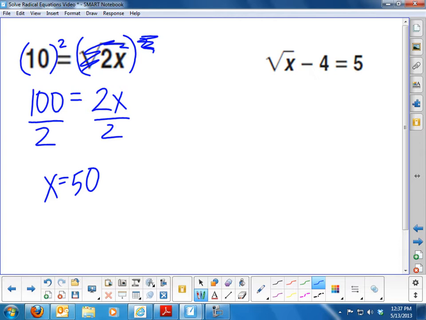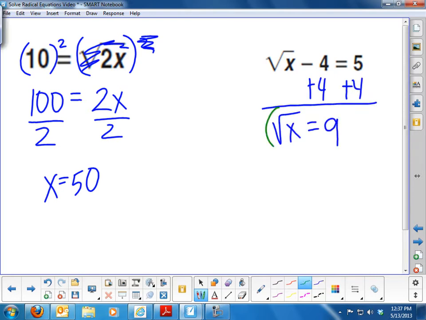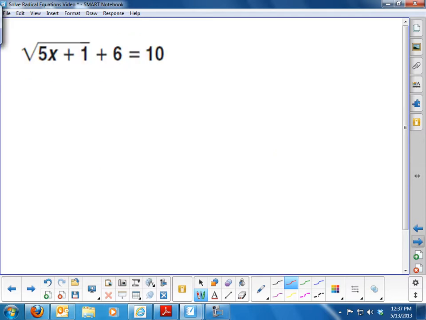Let's look at the next one. Before you would square each side, what would be the best thing to do? Get x by itself. Get the square root of x by itself. So we're going to add 4 to each side. So I have the square root of x is equal to 9. Now I'm to the point where I can square each side so that I can get my square and square root to cancel. And I get that x is equal to 9 squared, which is 81.